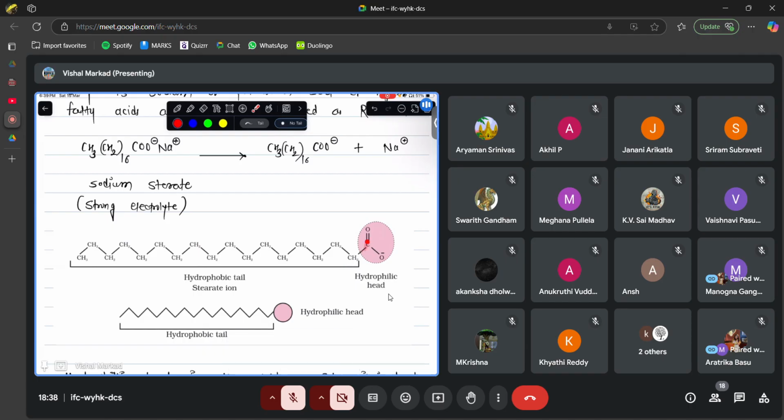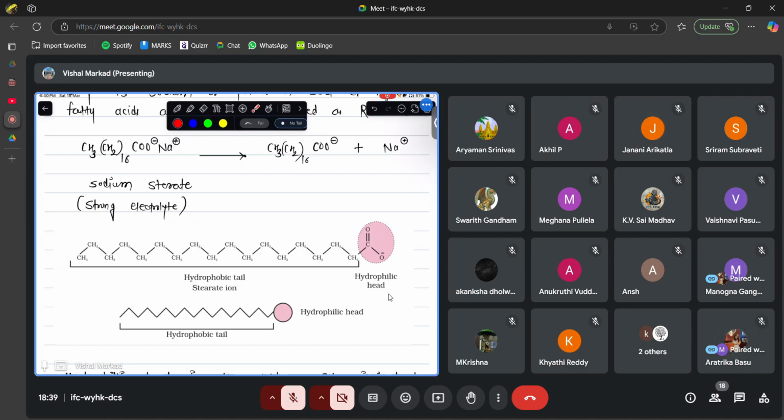And now here C double bond O minus is like the ionic part. It is polar also, so this is water loving. So we call it the hydrophilic head. C double bond O minus is called the hydrophilic head, while the carbon chain, the hydrocarbon, is called the hydrophobic tail. Clear till this point?